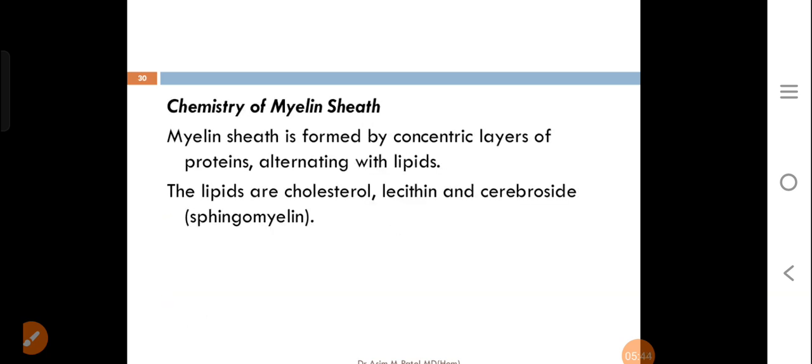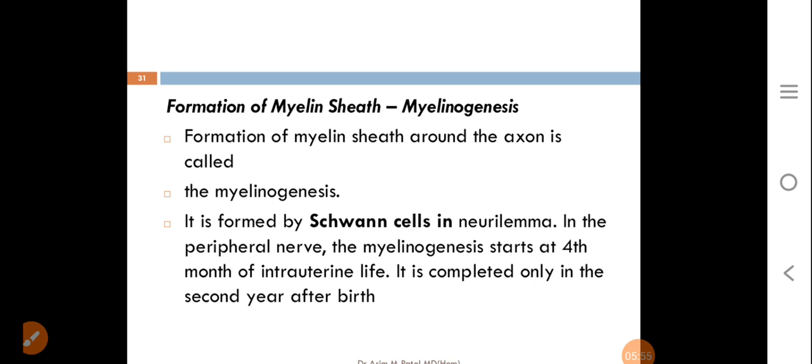The chemistry of myelin sheath. Myelin sheath is formed by concentric layers of proteins alternating with lipids. The lipids are cholesterol, lecithin, and cerebroside. Formation of myelin sheath around the axon is called myelinogenesis. It is formed by Schwann cells in neurilemma. In the peripheral nerve, myelinogenesis starts at the fourth month of intrauterine life and is completed only in the second year after birth.